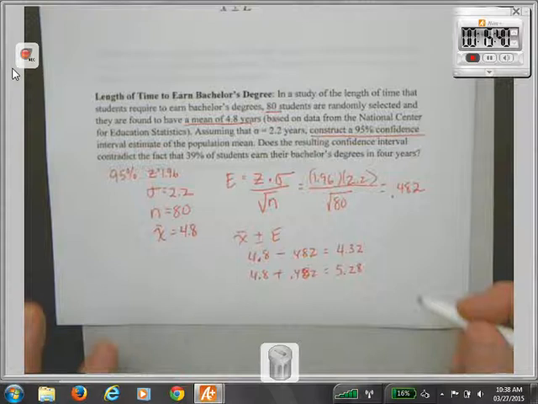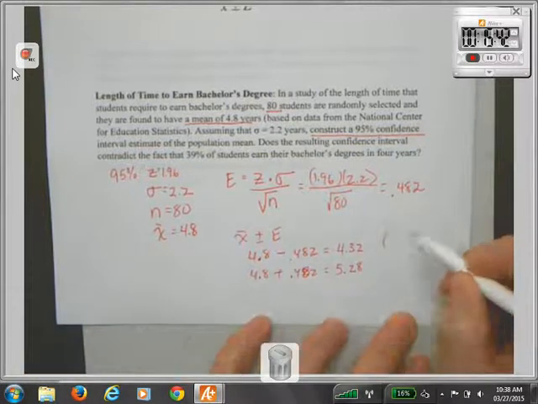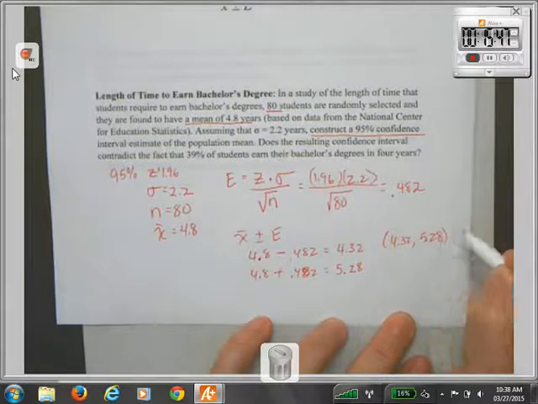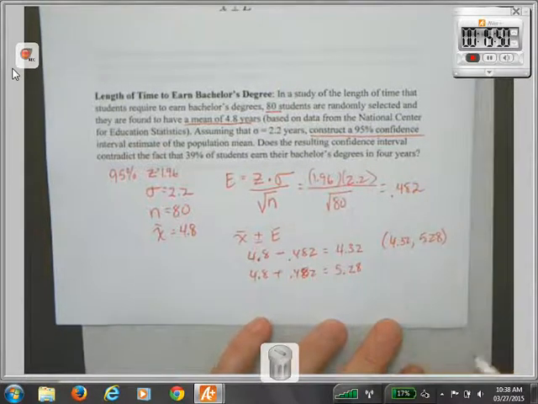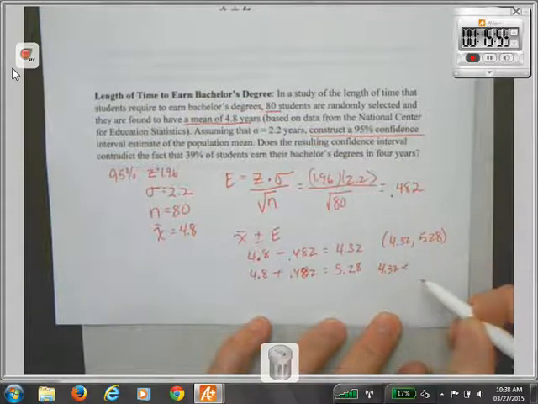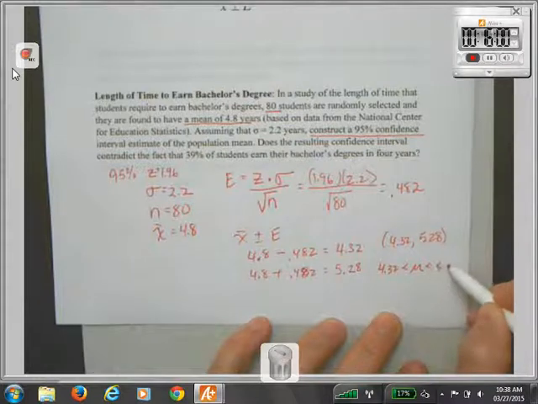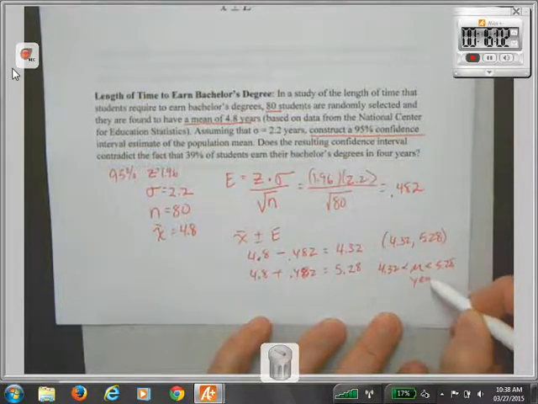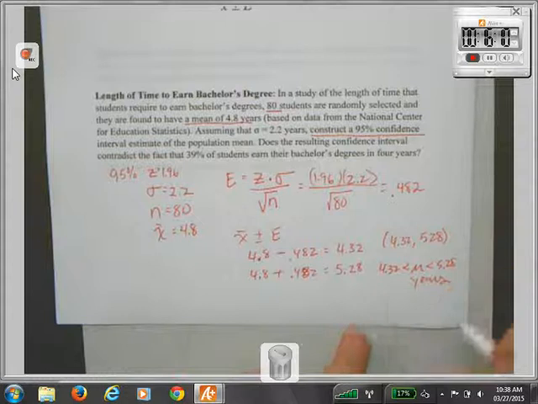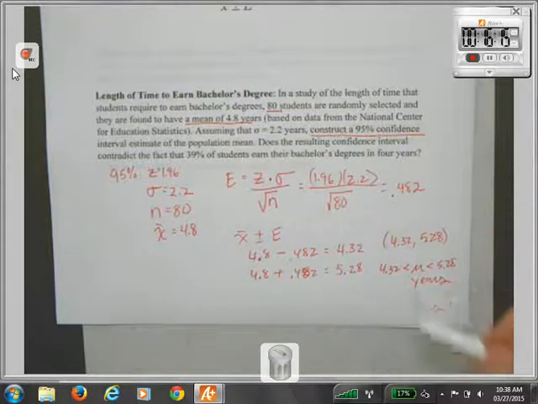So these are years. You can state this as 4.32, comma 5.28. That's what the interval looks like. It also might look like 4.32 is less than the mean this time, mu, which is less than 5.28. And again, these are years. Yes, either one of these would be correct. It's just that, especially when you're in a multiple choice situation, you need to recognize both of them.